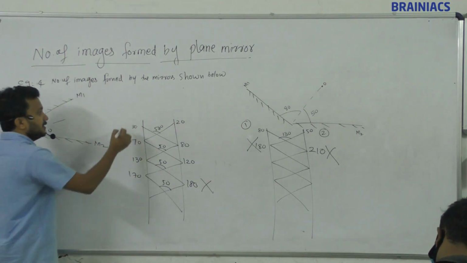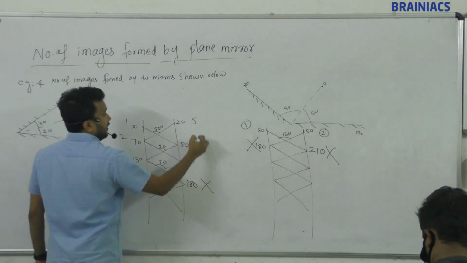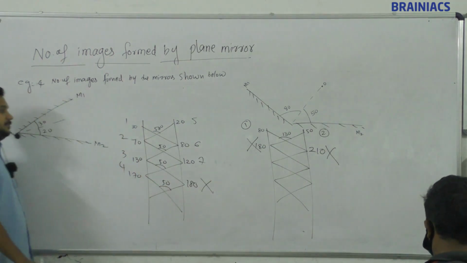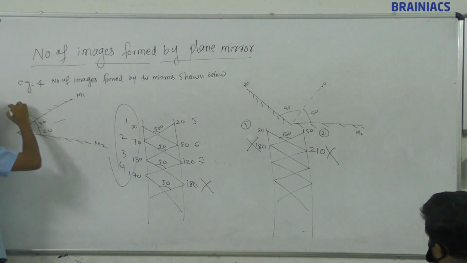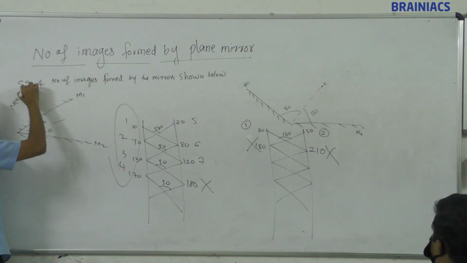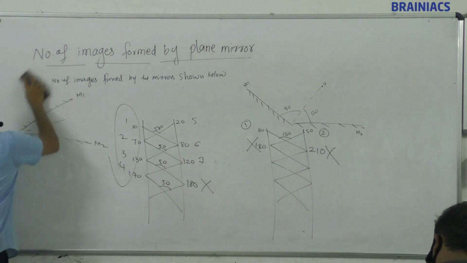Correct. So how many images? M1, 1, 2, 3 and 4. And here 5, 6, 7. 7 images will be there. Number of images formed on the first mirror? 4. It was asked in NEET 2021. Correct. So next.